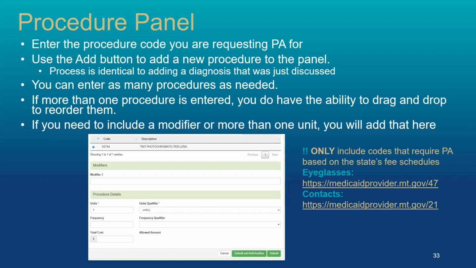If you do need to add like a modifier or more than one unit, then once you select the code by clicking the radio button, then that modifier in the procedure detail panel will expand, and then you can add in there anything that you might need to add in. Again, as a reminder, please only include codes that require prior auth based on the state's fee schedules.